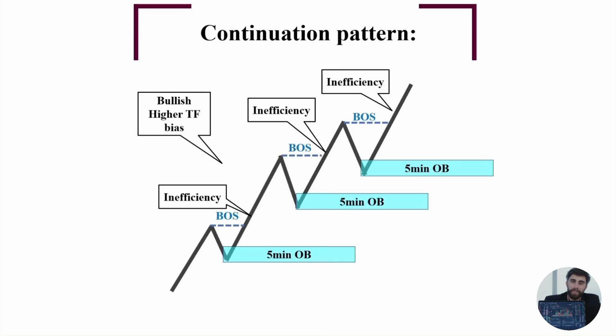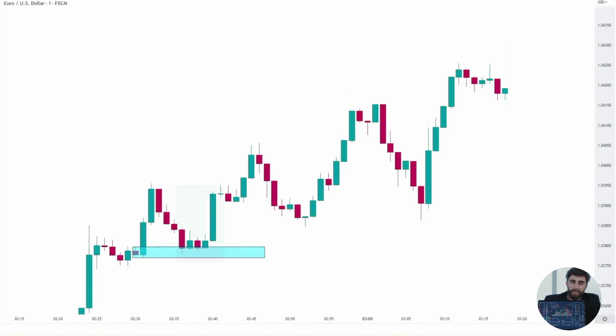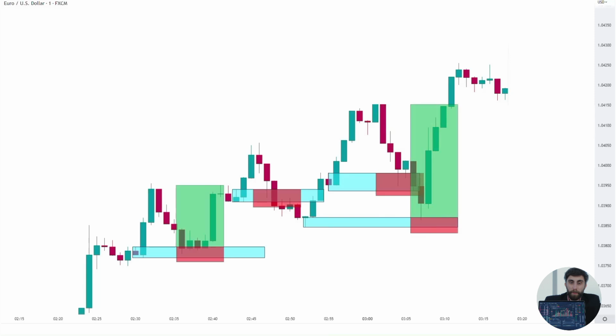Let me show you what I mean on the real chart. So starting from the left, here we had a winning trade. Here is a losing trade. Here is another losing trade. And finally, we had a winning trade and so on. So the key to success in this trading pattern is patience and risk management.